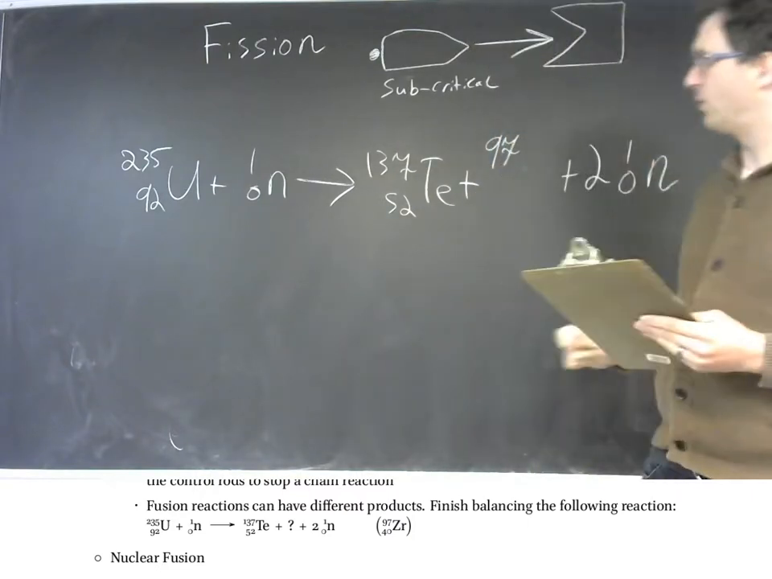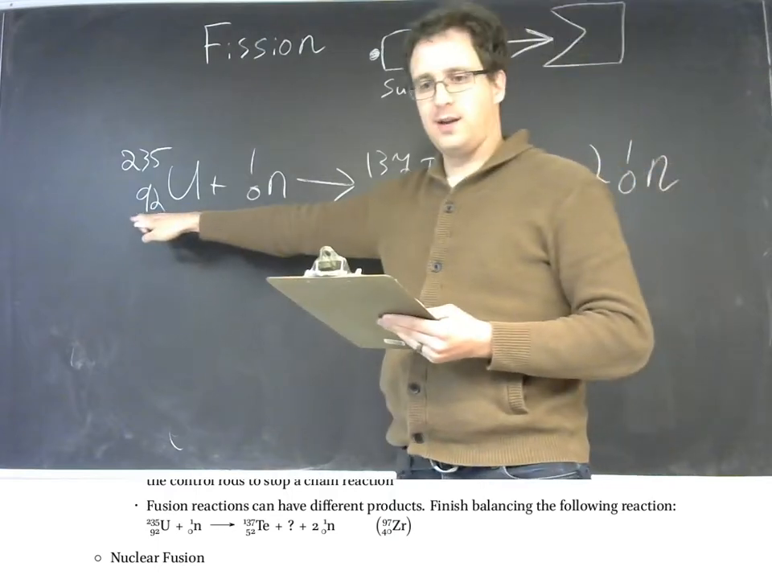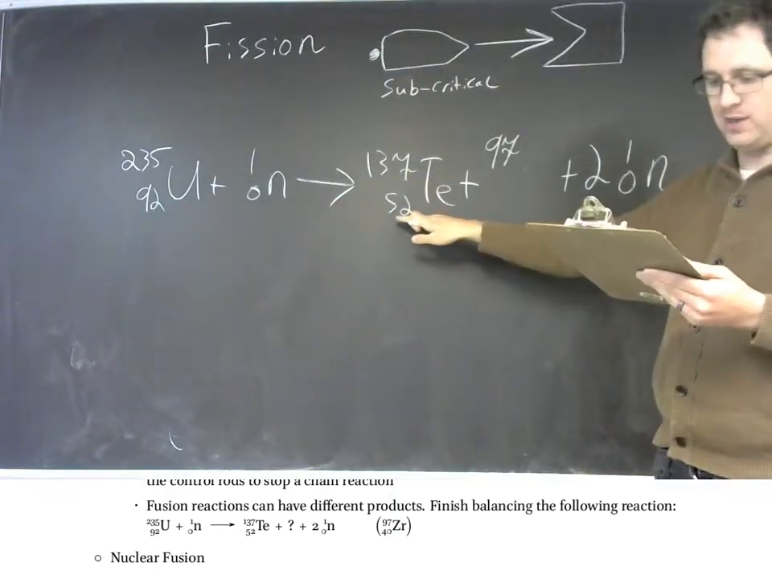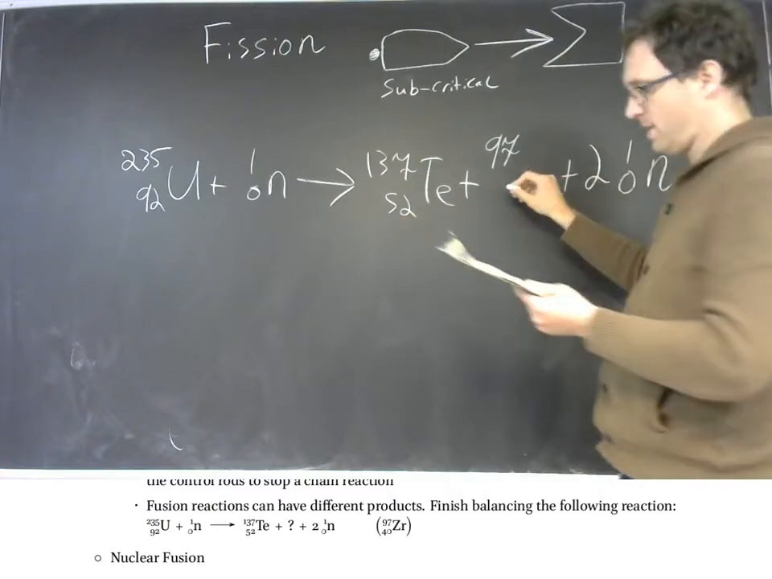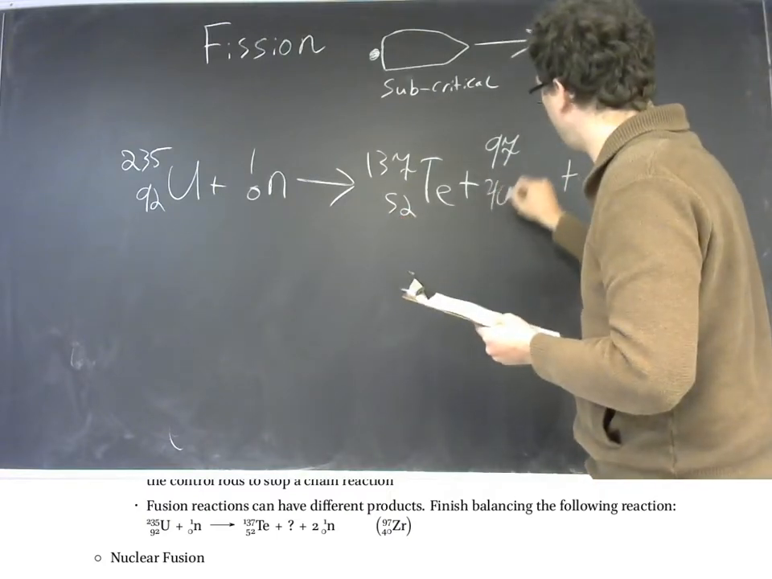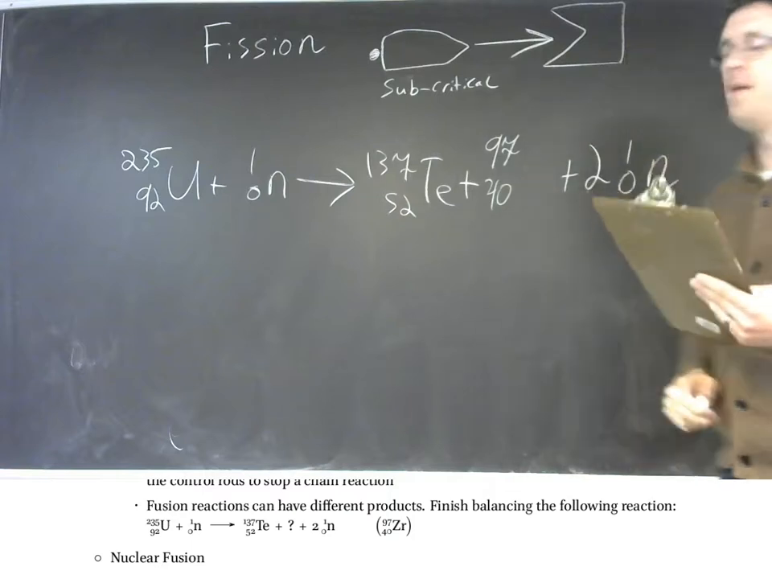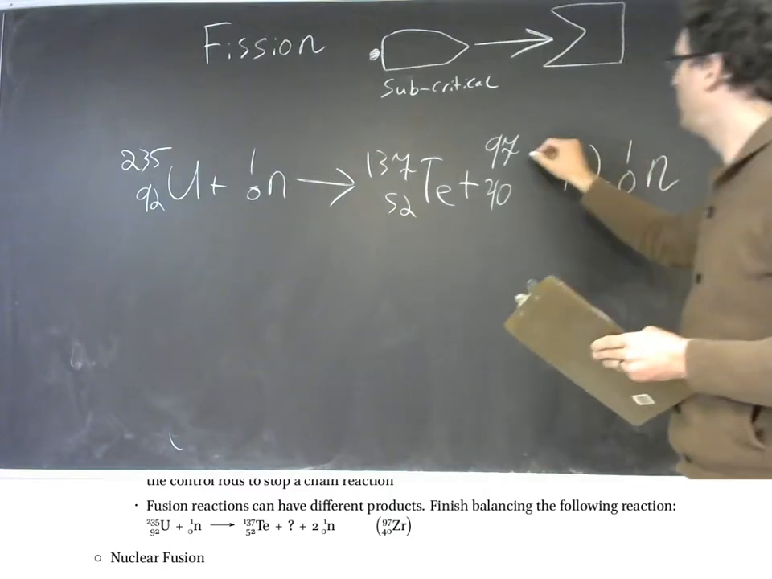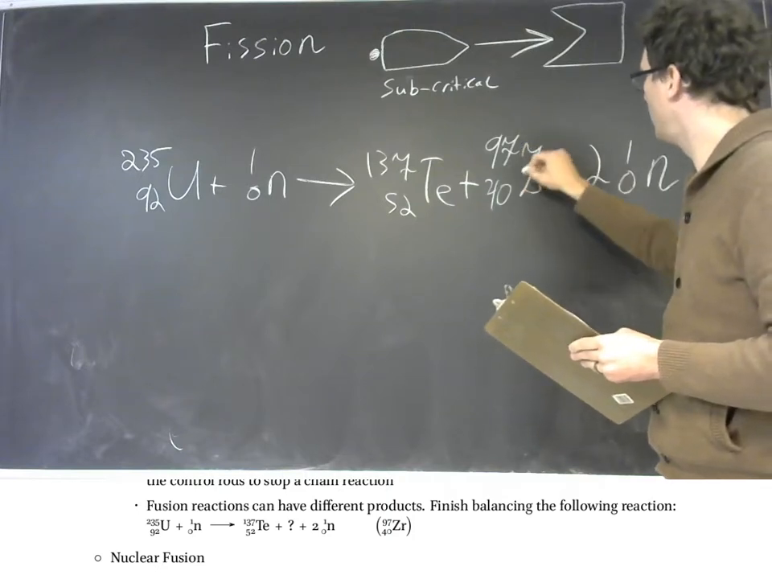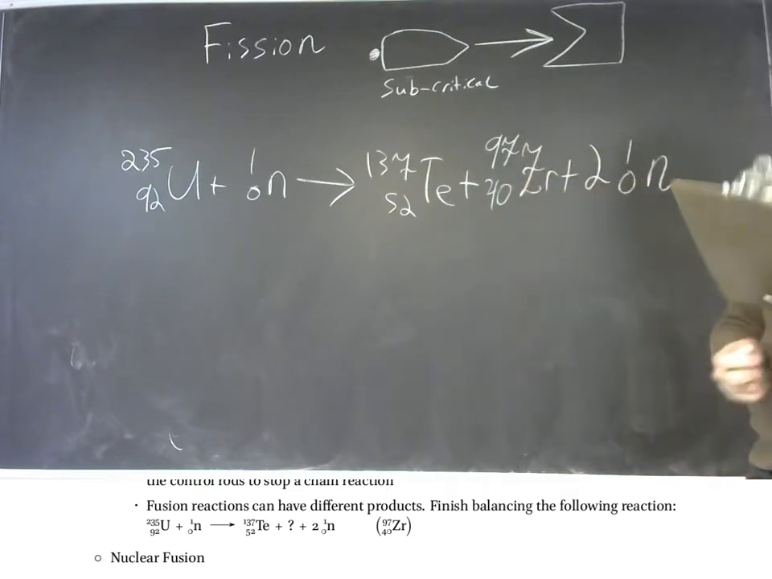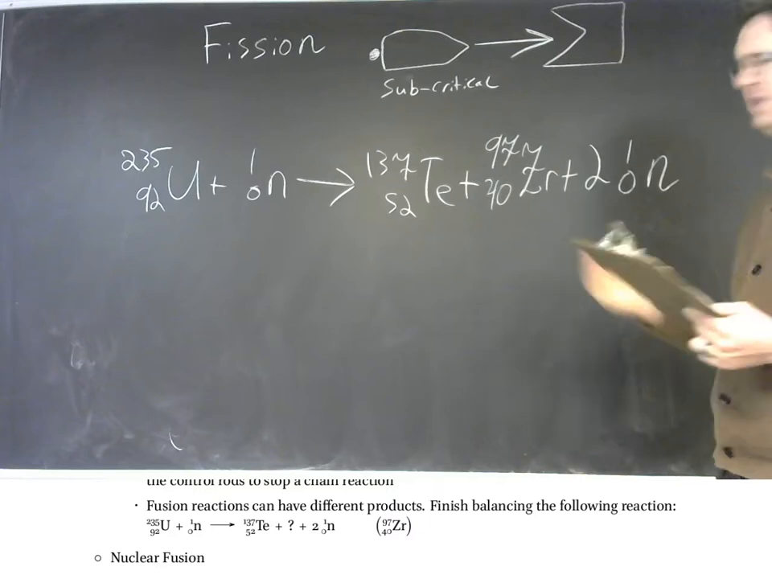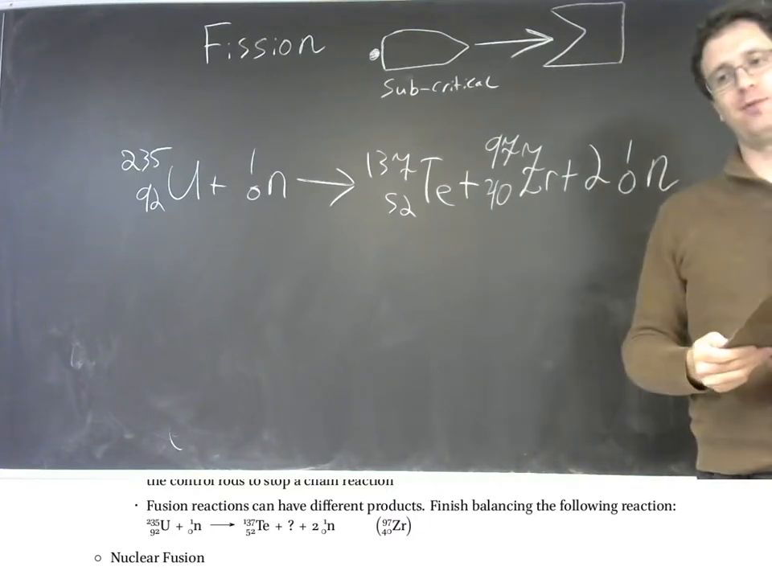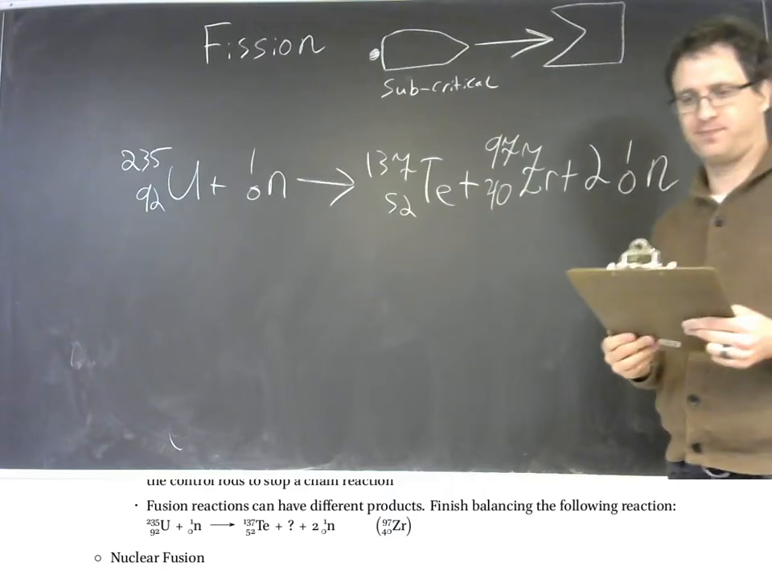Okay, and then we have the uranium's 92 protons. 52 of them go to the tellurium. That leaves us with 40 protons left over for the other daughter nuclide. And you look on the periodic table, what is element 40? It is zirconium. So this is another pathway by which uranium-235 will undergo fission.